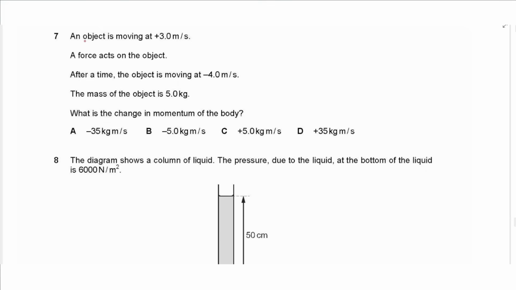A force acts on the object. After a time, the object is moving at a velocity of negative 4 meters per second. The mass of the object is 5 kilograms. What is the change in momentum of the body?